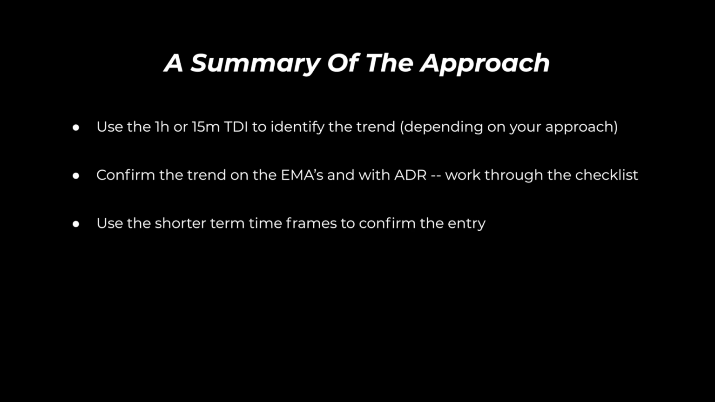All of these things, if you start to say, look, it's busted ADR, it's already gone like 90% of what it does on an average. If it's not breaking for a new high of day, if it's already overbought, why would I buy it? There's too many parameters that just don't fit. So make sure you're confirming the trend with the TDI, confirming the trend with the EMAs, making sure it's got space on ADR, and then using the shorter term time frames to confirm your entry.